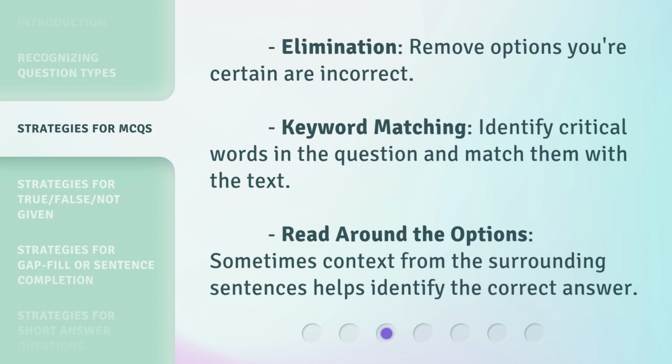Elimination. Remove options you're certain are incorrect. Keyword matching. Identify critical words in the question and match them with the text. Read around the options. Sometimes context from the surrounding sentences helps identify the correct answer.